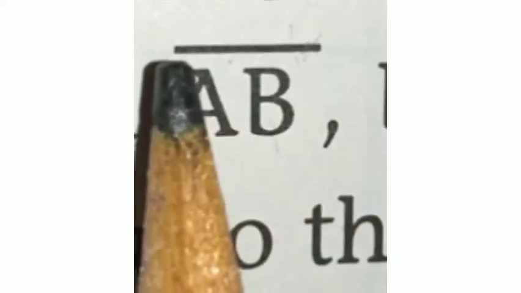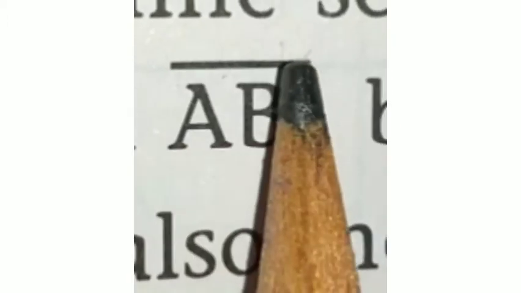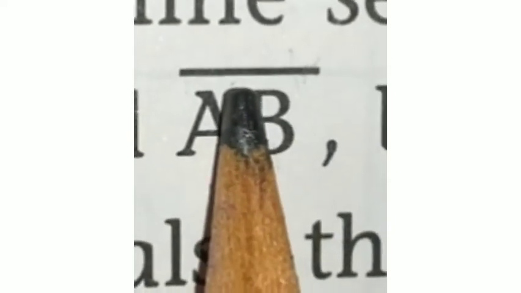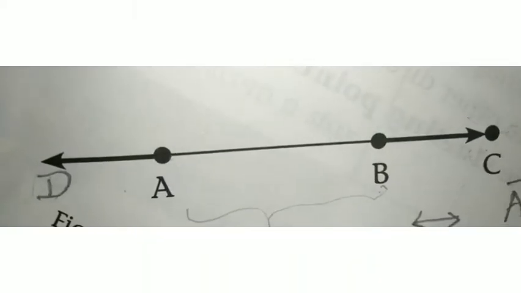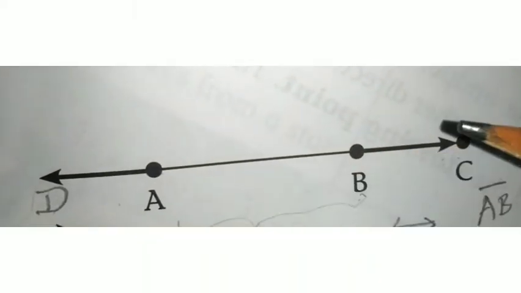A line segment can be written as AB. Above the letters you have to draw a line without any arrow mark because it has end points, right? Line segment has end points, so you have to draw a line like this above the 2 letters. If you write in this format, this is called line segment AB.